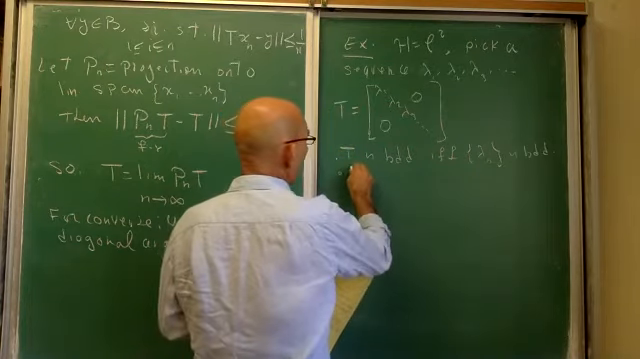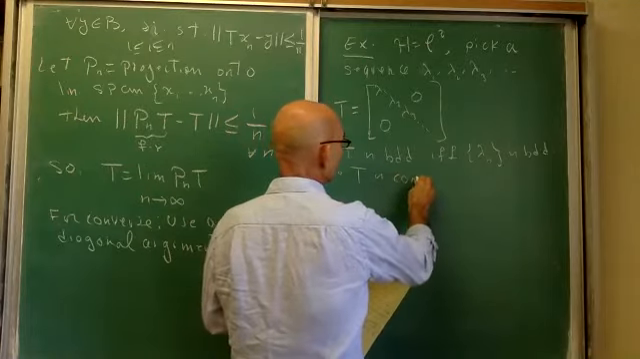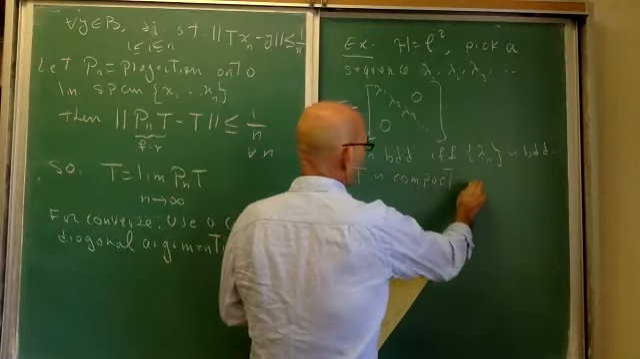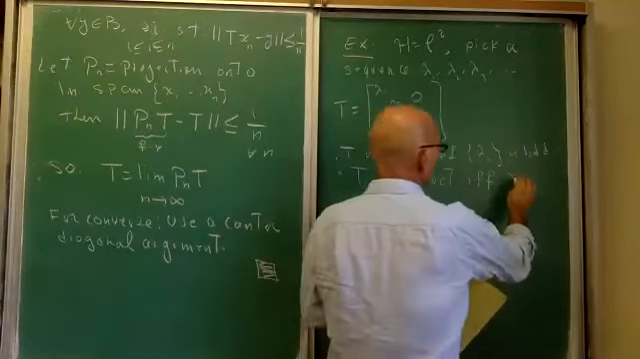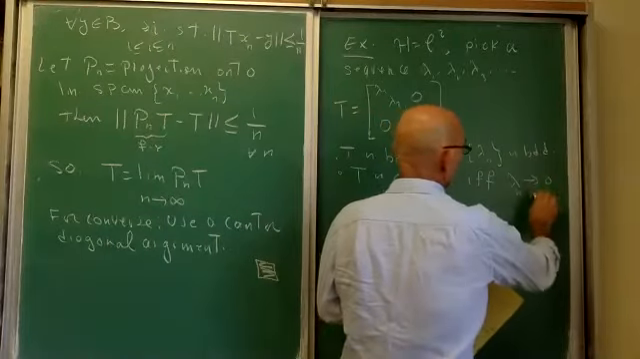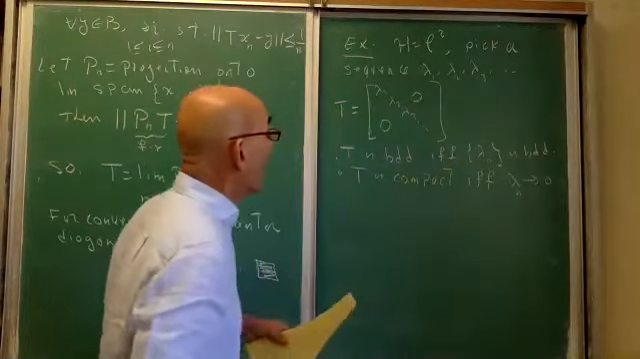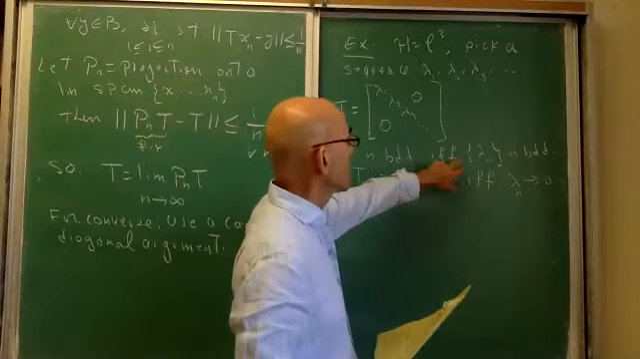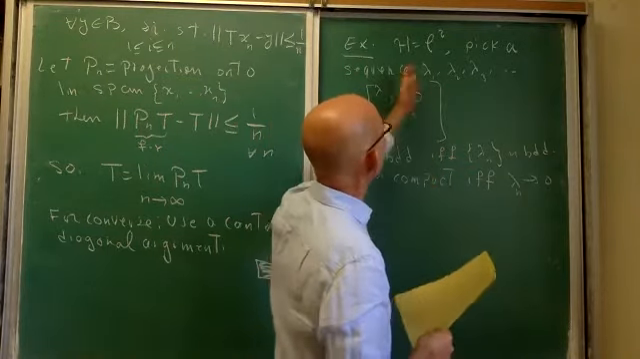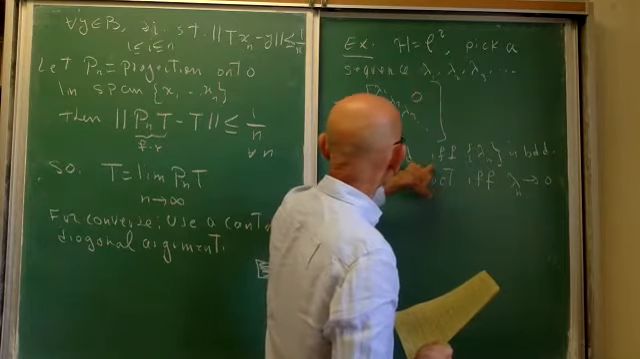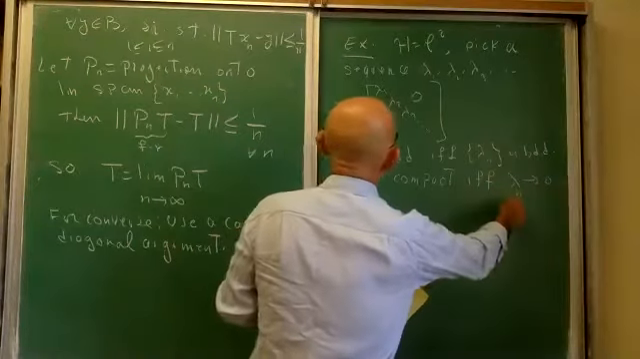And second of all, using this result, you can show that T is compact if and only if these lambda n's go to 0 as n goes to infinity. This one is basic Hilbert space theory. It's easy to prove using the L2 norm and that stuff. Now imagine lambda n goes to 0.